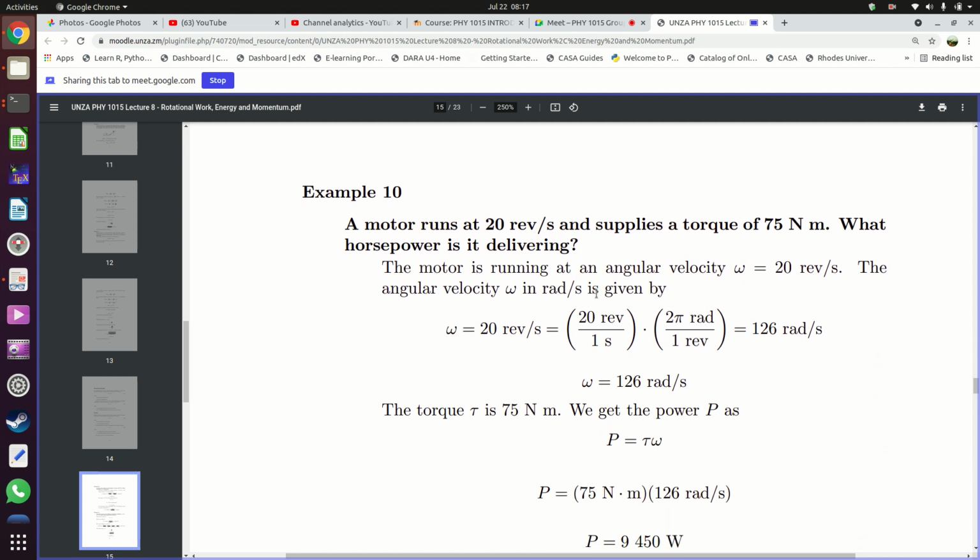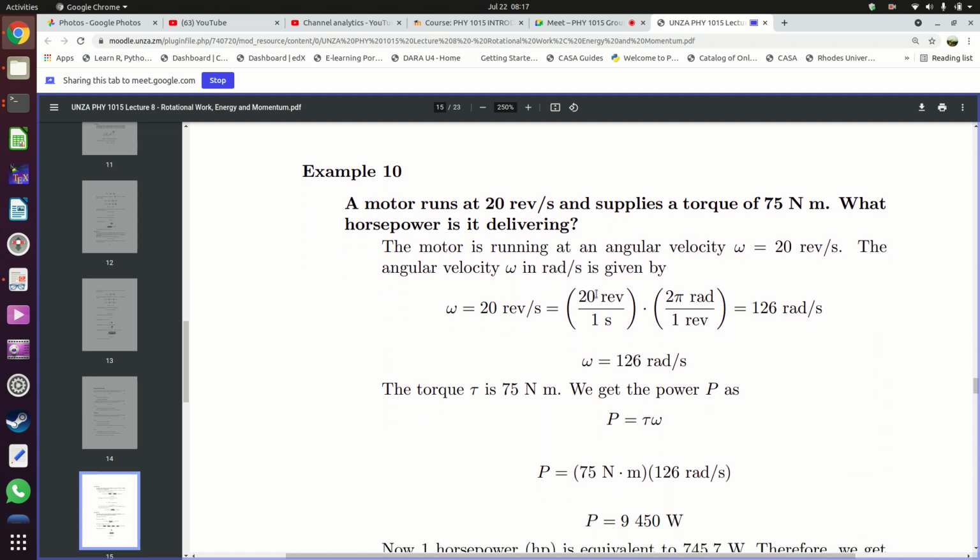Okay, so we have got an example. Example number 10. A motor runs at 20 revolutions per second. This 20 revolutions per second is a measure of the angular velocity, and the motor supplies a torque of 75 Newton meter. What horsepower is it delivering? Now, horsepower is another unit of power. Power can be measured in watts, but it can also be measured in terms of horsepower.